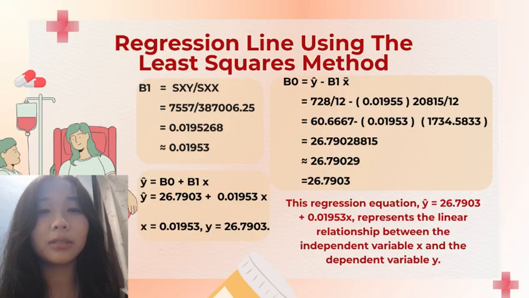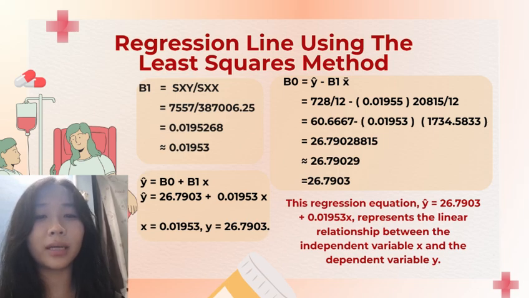Through this calculation, the equation shows the relationship between two variables, x the independent variable and y the dependent variable. The intercept 26.7903 means that when x is 0, y is expected to be 26.7903. In short, this model helps us estimate or predict y based on any value of x, showing us how changes in x are linked to changes in y.